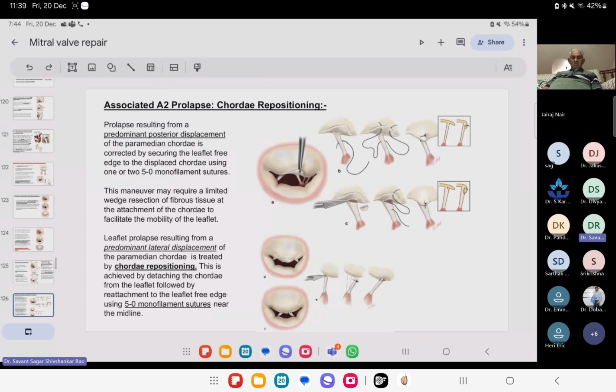This already has been described. If the MS with A2 prolapse is there, then caudal reposition, if it is possible, we can do so.